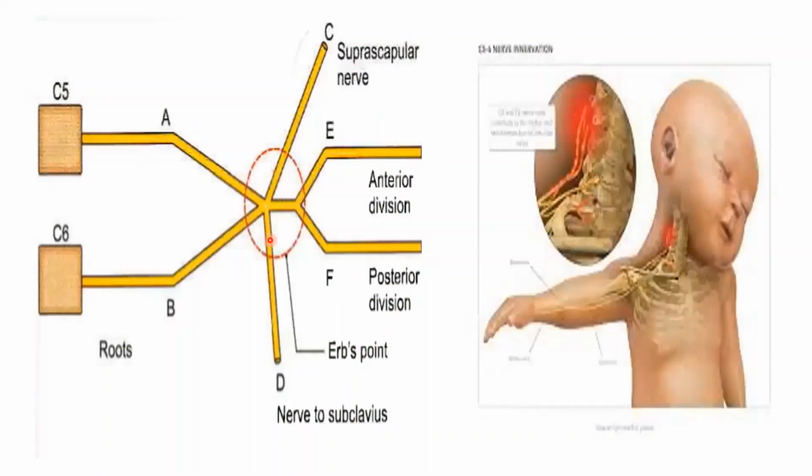Injury to Erb's point leads to the paralysis known as Erb's paralysis. When does this occur? In order for this point to get injured, there needs to be undue separation of the head from the shoulder. And this can occur during difficult childbirth or when someone falls on the shoulder, or it can also occur when anesthesia is given.